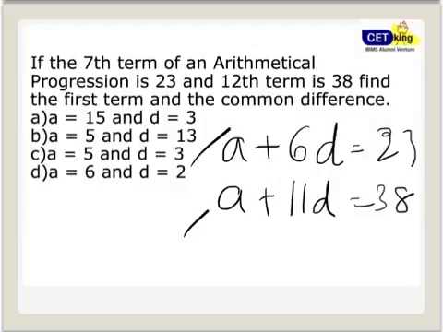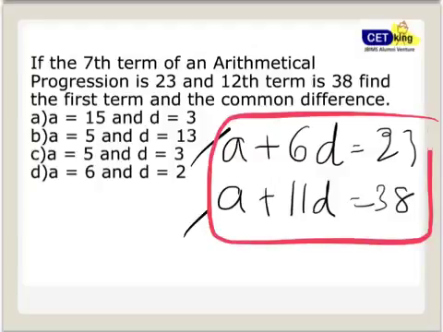Can I use the options? The moment I got two equations, this should be the last step. Can I put in the option: 15 plus 6 times 3, 18, is not 23? Out. 5 plus 6 times 13 is not 23. 5 plus 6 times 3, 18, 23, yes. Answer is C. Avoid calculation. The moment you made options, that should be the last step. इसके बाद avoid calculations.